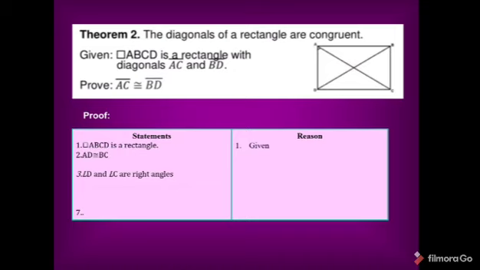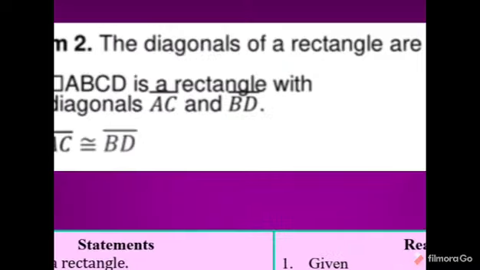Now let's proceed to theorem number 2, stating that the diagonals of a rectangle are congruent. With the given, quadrilateral ABCD is a rectangle with diagonals AC and BD. So as you can see in the illustration, it's there.